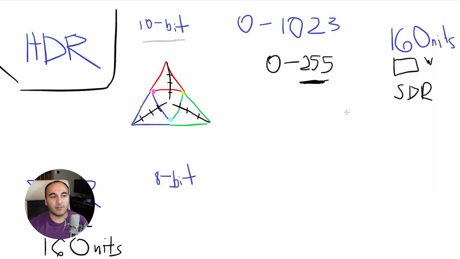But in SDR space, I'm not going to be setting it to 1600 nits of brightness on white because basically my black is going to go away. With 8-bit color, there aren't enough numbers here to be represented in HDR space nicely. Let's talk about that now.